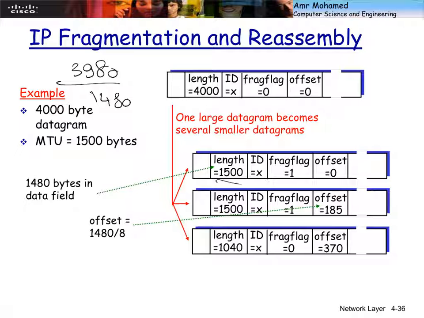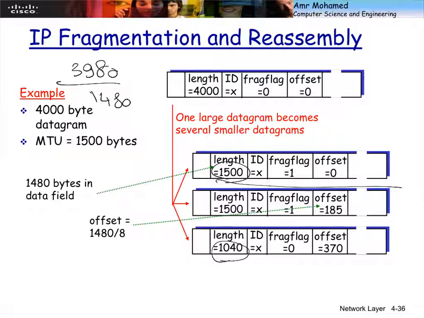So you have 1480 is this one. So you take 1480 from this, and this will be the first fragment. Add the header, so the total length will be 1500, right? So the second one, another 1480, add 20 bytes to it, then it becomes 1500, and so on, until we come to the last one. So the last one, the remaining part, is 1020. When you add the header to it, it becomes 1040.